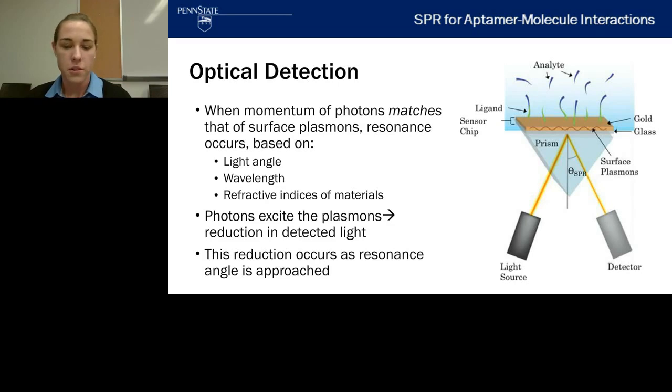So when the photons from the light are exciting the plasmons, we can note that there's a reduction in detected light since these photons are no longer being reflected and detected. And this reduction occurs at a specific angle. The minimum of this reduction is at a specific angle, which we can call the resonance angle.